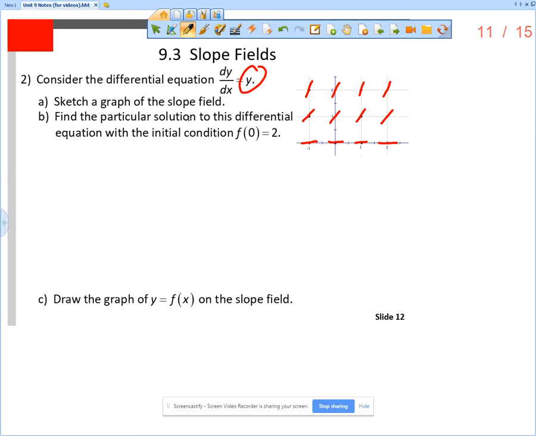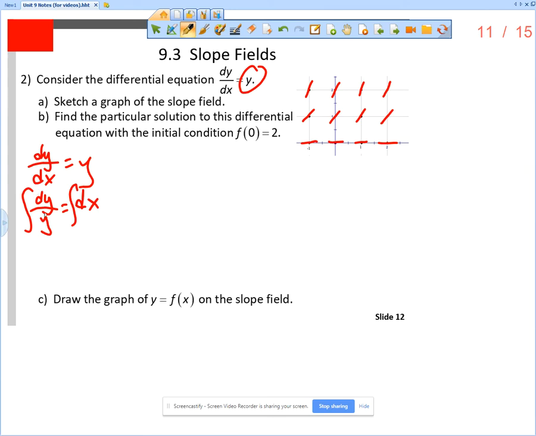Now it says find the particular solution to this differential equation with the initial condition f of 0 equals 2. All right, so once again, dy/dx equals y. Now separate the variables. I'm going to multiply by dx, and then I need to divide by y. So dy over y equals dx. Once again, as soon as I separate the variables, I'm ready to integrate.